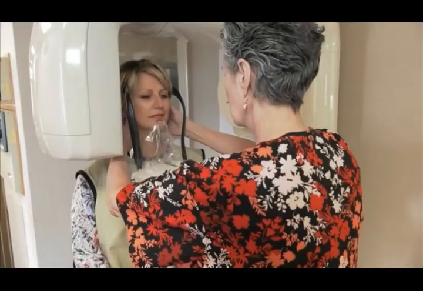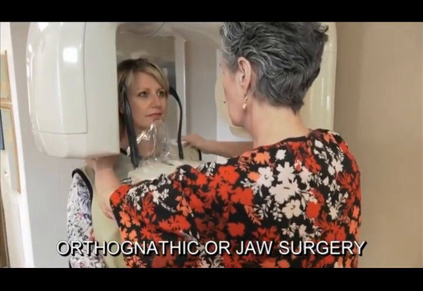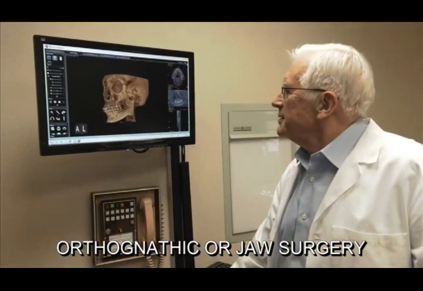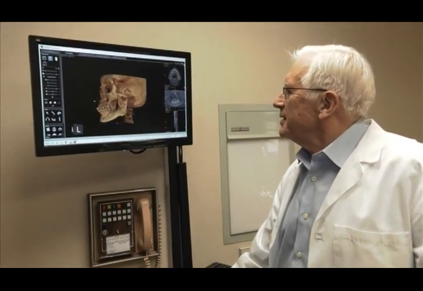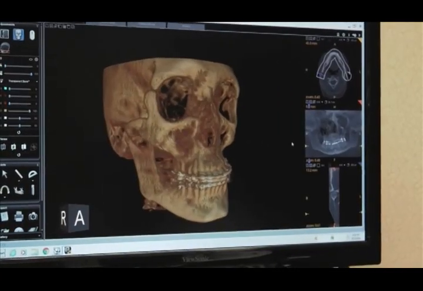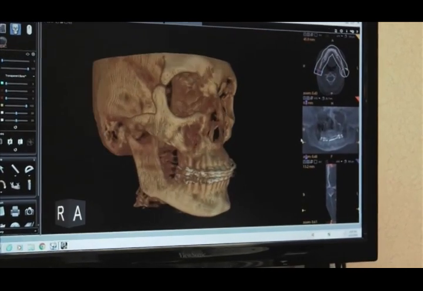If our jaws don't grow normally, multiple problems may develop, including difficulty with chewing and speaking, facial and jaw pain, and even sleep apnea. In many of these cases, orthognathic or jaw surgery may be needed, and Dr. Bloomquist is an internationally recognized expert in this area who limits his practice to orthognathic surgery.